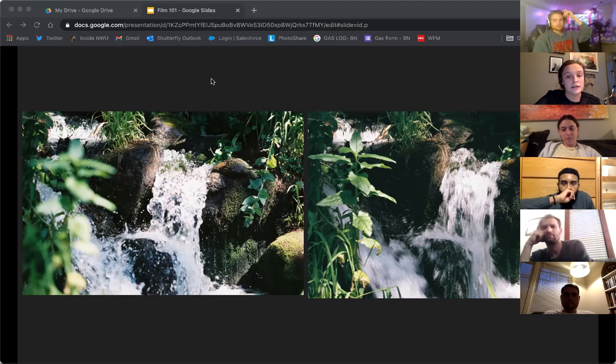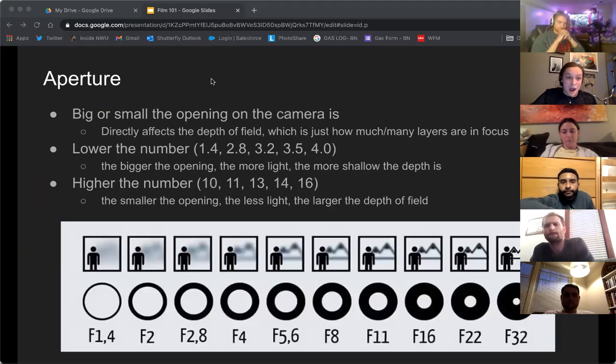But having a slower shutter speed does mean that you have to change another setting, which is your aperture. So aperture is a little bit more complicated because it's kind of a backwards way of thinking. But essentially it's how big or small your opening in your camera is. This chart at the bottom kind of demonstrates what that means.